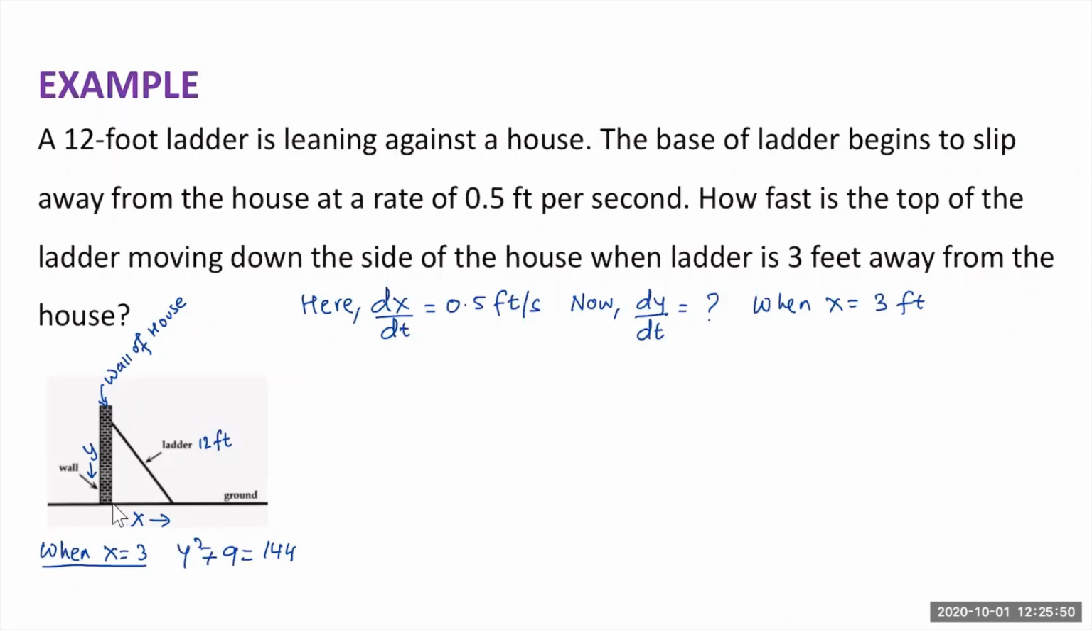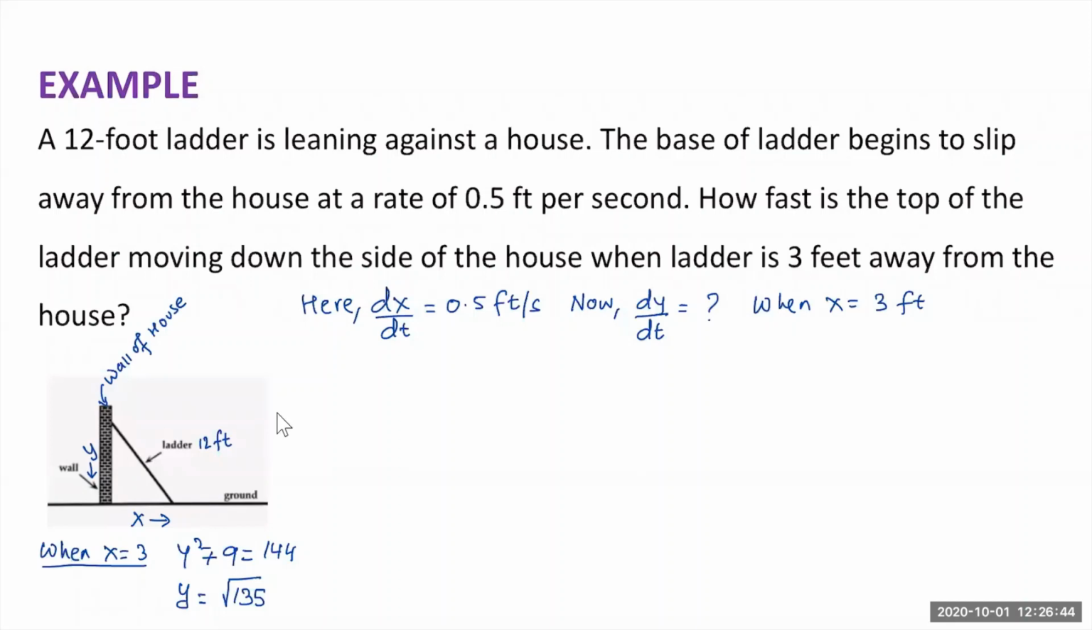So y squared plus this side we have 3, because we are calculating the change when x equals 3, is equal to the hypotenuse squared. If you subtract 9 on both sides, you'll get 144 minus 9, which is 135. So y will be equal to the square root of 135. So that means when x equals 3, y is equal to the square root of 135.